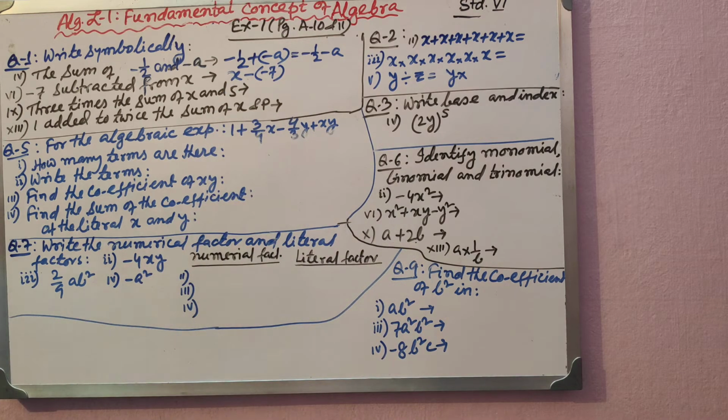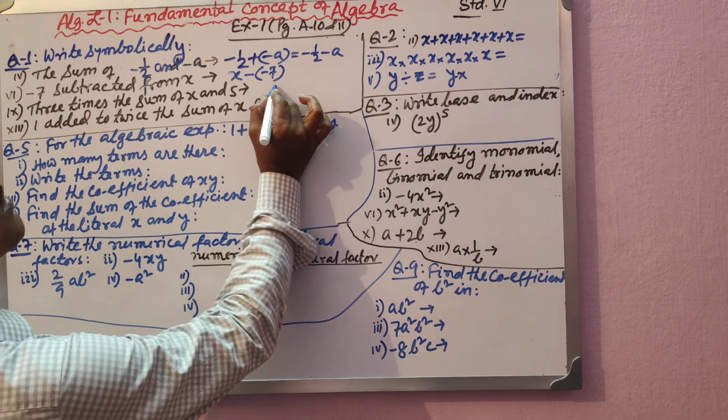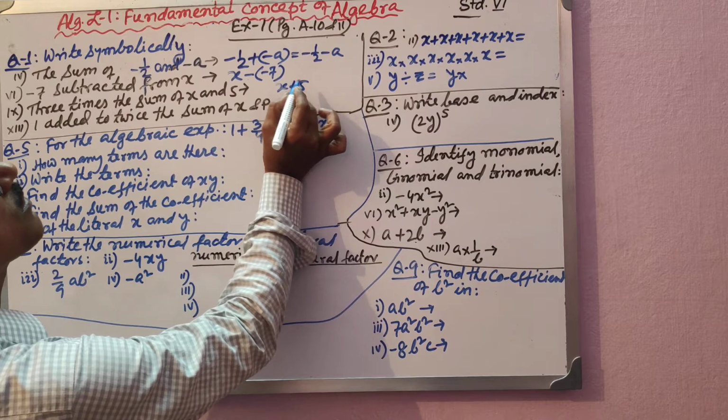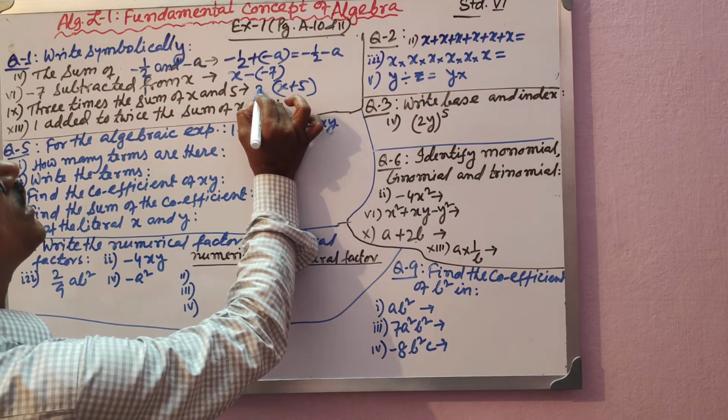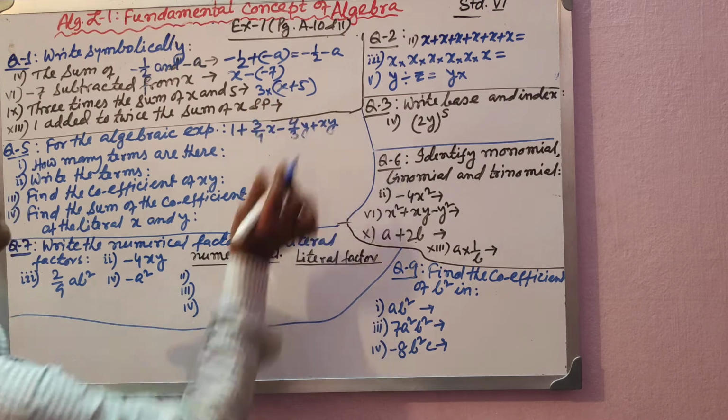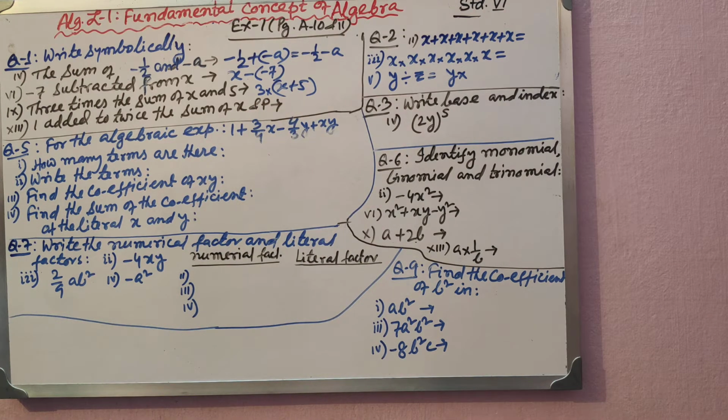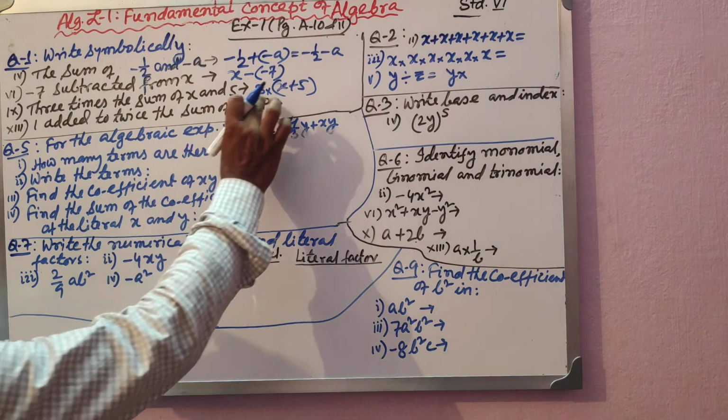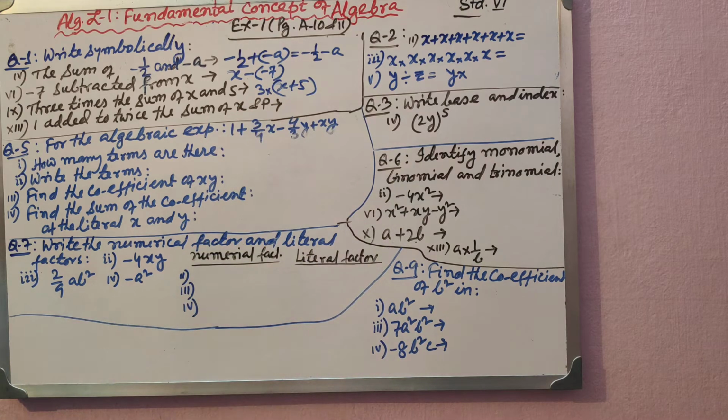Now, 3 times the sum of x and 5. Sum of x and 5 will be x plus 5. 3 times, 3 into x plus 5. Could you understand? That can be written as 3x plus 15. No problem, we write down like this. Now question number 9, 3 times the sum of x. This into sign we don't usually give. I said so in my previous video.